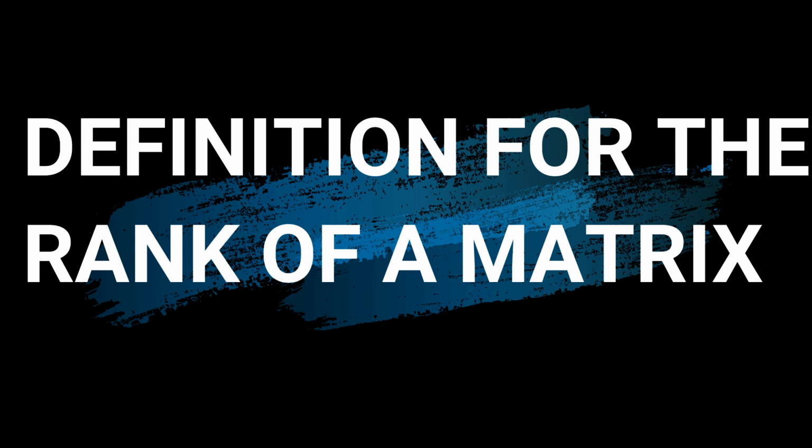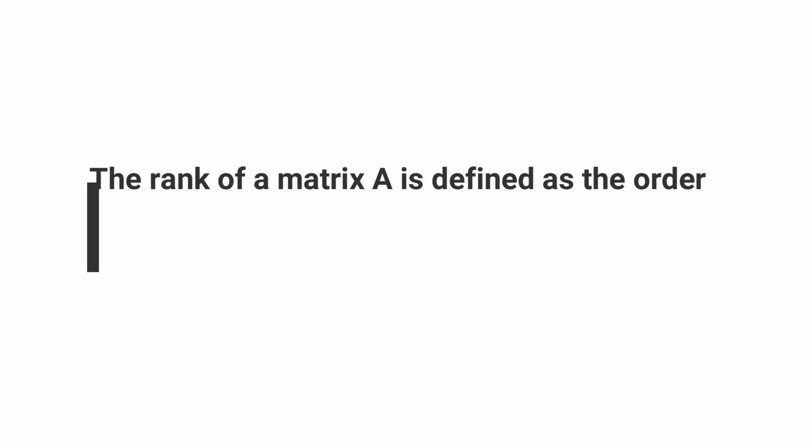Okay, let me discuss the definition of the rank of a matrix. The rank of a matrix A is defined as the order of a highest order non-vanishing minor of the matrix A. It is denoted by the symbol ρ(A). The rank of a zero matrix is defined to be 0. That is, the rank of the null matrix is 0.